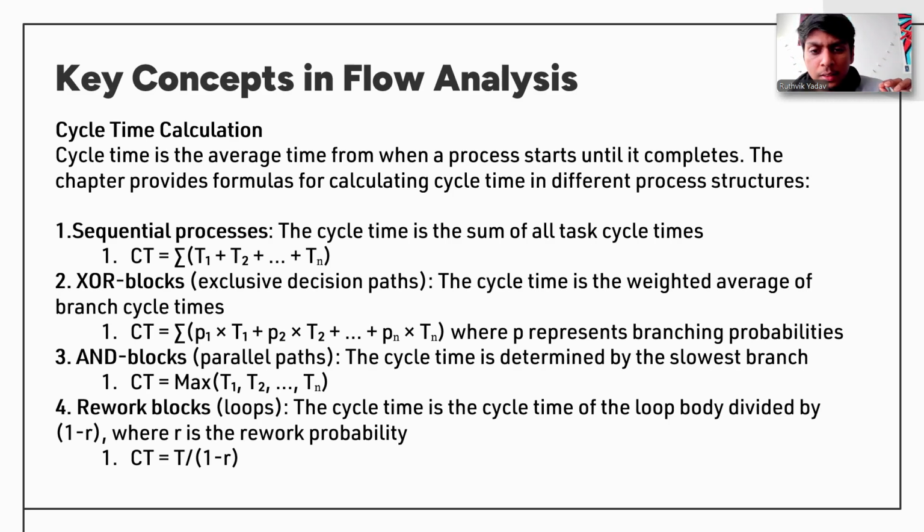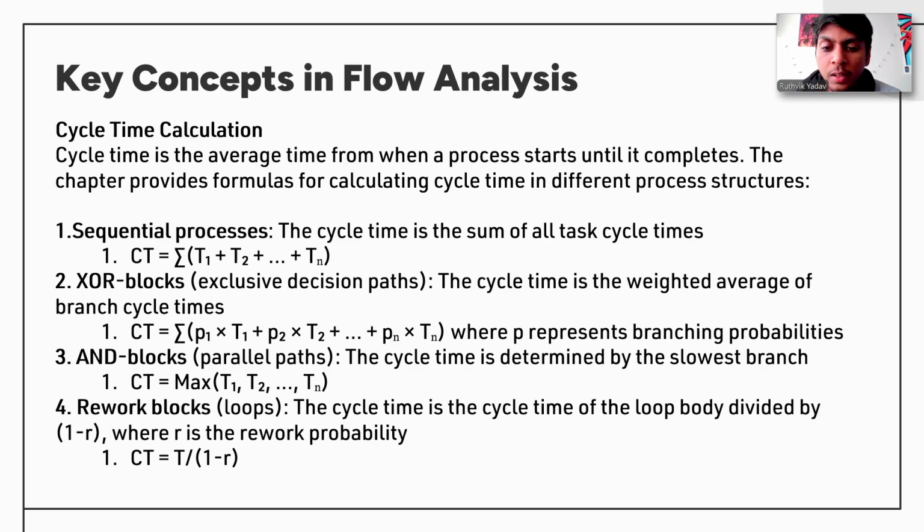So the cycle time is the sum of all the tasks' cycle times, which is you take the mean of all the different instances that the process has been through and how much time it takes to complete each instance, and you find the mean of that and you get an average understanding of how much the cycle time is. XOR blocks, exclusive decision paths, the cycle time is the weighted average of branch cycle times, and here is the formula. And we also use AND blocks, which is parallel paths, the cycle time is determined by the slowest branch within.